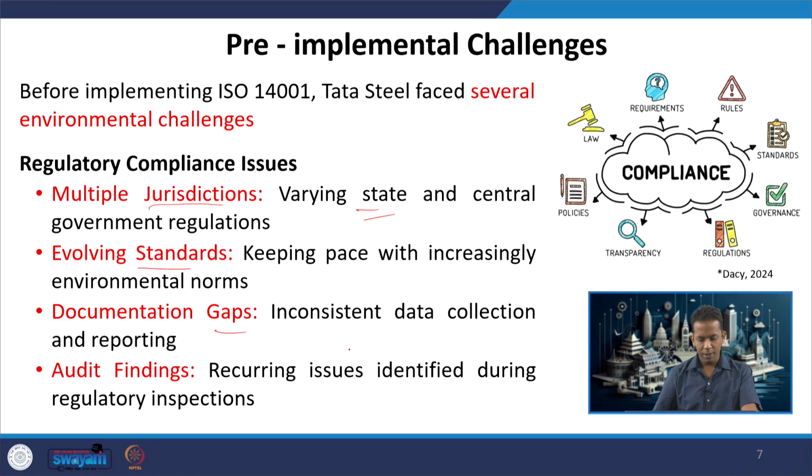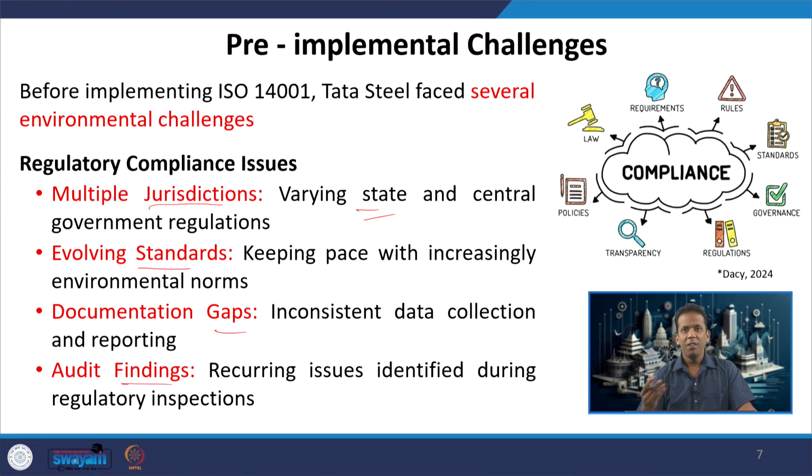Then documentation gaps. Most of these plants are more than 100 years old, and at that time the data collection and reporting would be done in a different way than what it is done at present using AI and data softwares. So, there is a possibility that some of the plants may not have all the documentation required for, say, policy formulation or corrective actions that would be required with respect to environmental protection. So, those documentation gaps, and then audit findings.